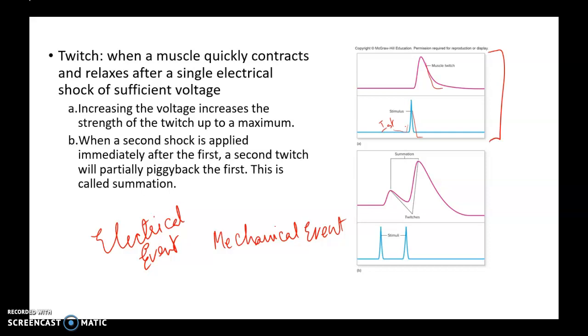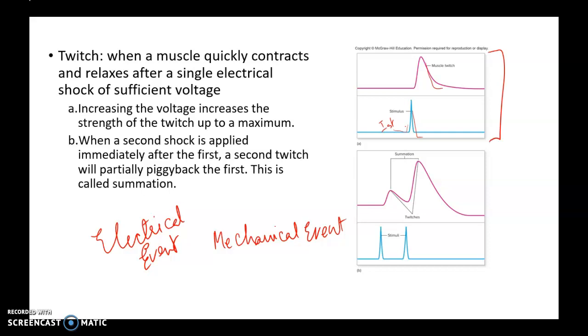Now we will start with the twitch. A twitch happens when there is a stimulus or a shock, and that stimulus causes a muscle to contract quickly and also relax completely after the electrical shock. So you give an electrical shock, the muscle will quickly contract and then relax completely. That's a twitch. Now what happens as you increase the voltage? You know this. As we increase the voltage, that increases the strength of the twitch up to a maximum value.